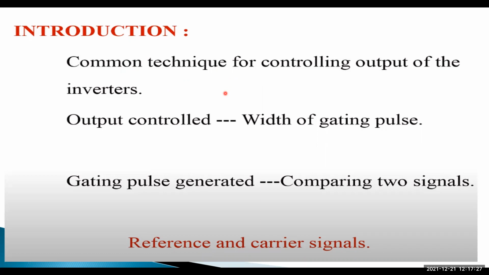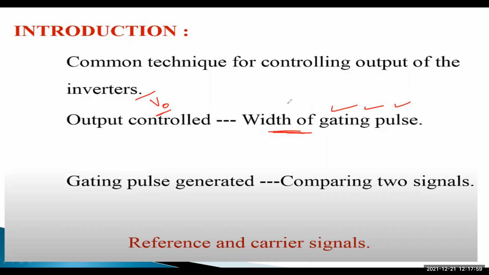So how can the output voltage be controlled? By controlling the width of the gating pulses, the output voltage can be controlled. This is one of the important points. By using different types of techniques, we control the width of the gating pulse.